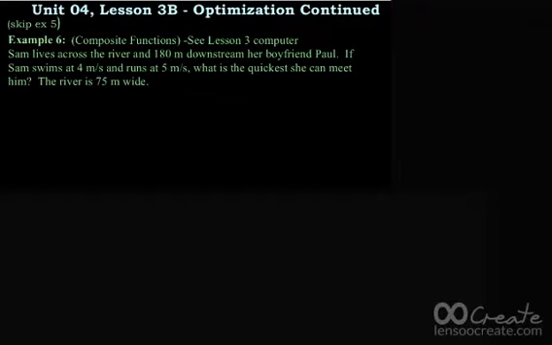We've got a situation where we have two people that live across the river from one another, and one of them wants to go to the other person and can swim at a certain rate and run at a different rate, and we want to know the quickest that she can get across the river. The river is 75 meters wide. So we have all the information we need, and we need to come up with a way to optimize the amount of time that she takes.